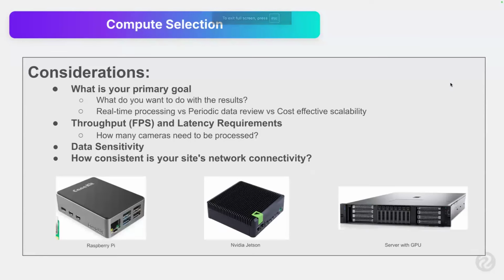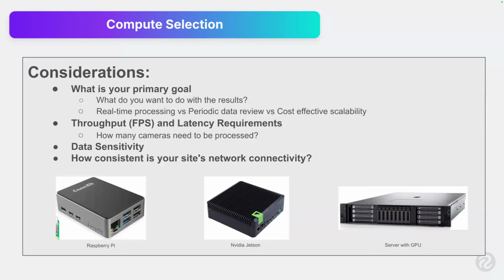Compute selection. So this one is a big one, but it all starts with what is your primary goal? What do you want to do with these results? Is it real-time processing? Is it periodic data review where I save batches of images and then every hour I'm going to review them? Or is it sort of a cost-effective scalability where real-time isn't so much an important factor to me, but I need to scale this up as fast as I can. And that's kind of a cloud-like approach.